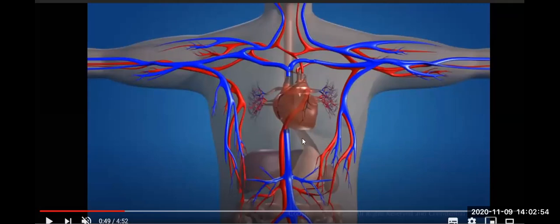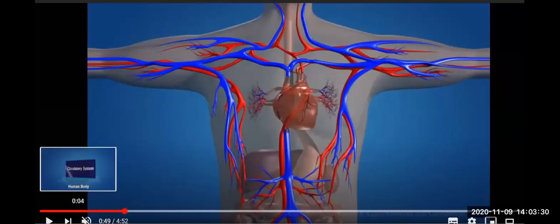Now, if you see this, we have a heart and two main pipes. I'll just term them pipes for now; I'll say what the names are later. One big red one and one blue one. So one is taking oxygenated blood away from the heart and one is bringing deoxygenated blood to the heart.